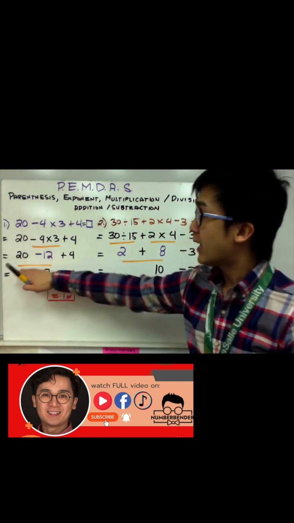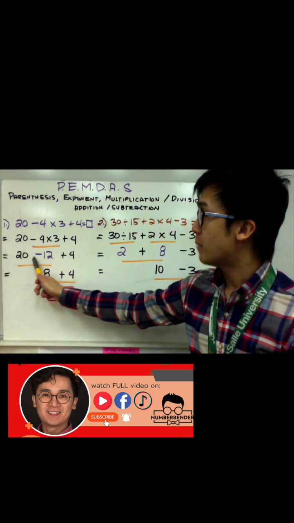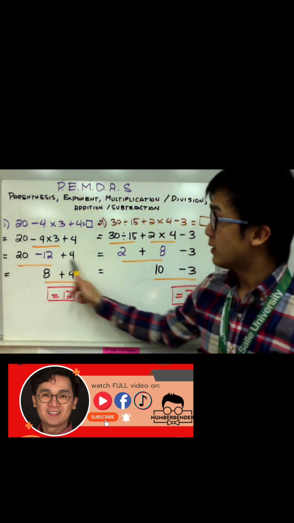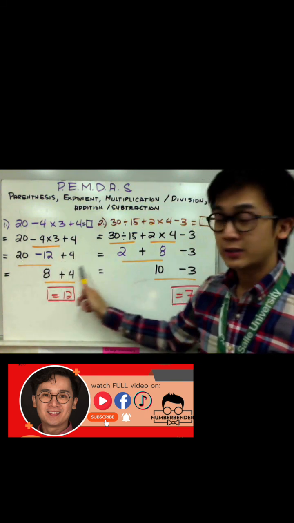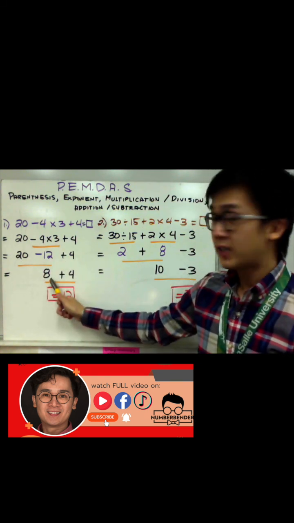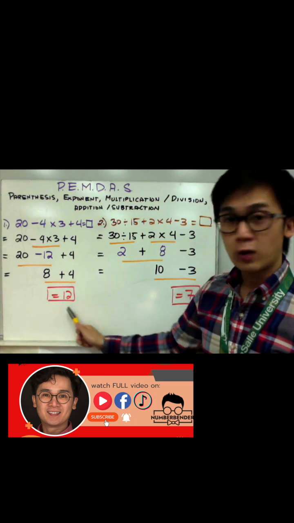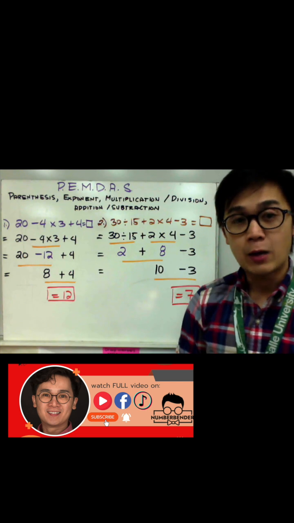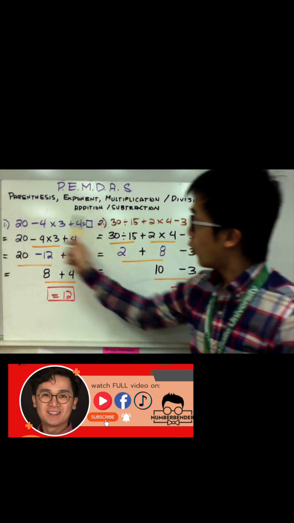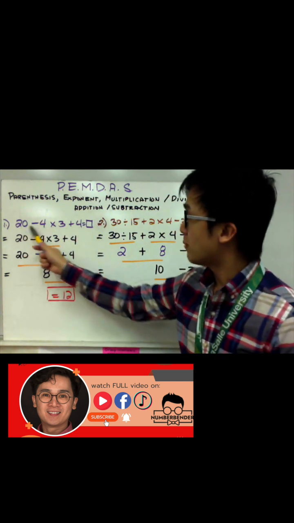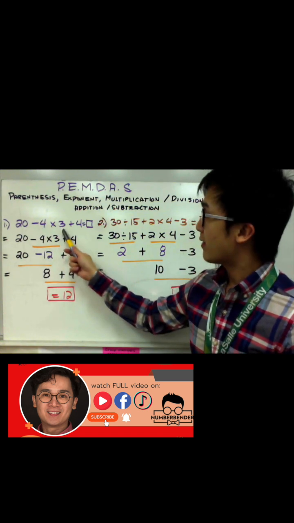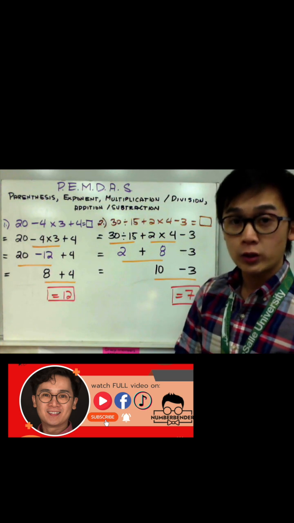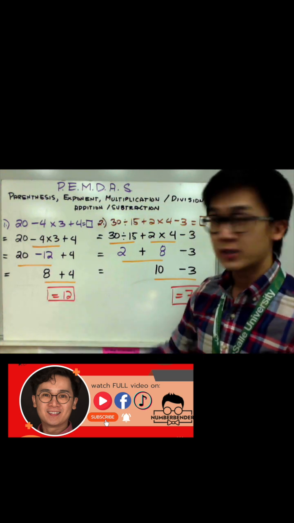So now in my second step, you will notice that I only have minus and plus in my operation, so therefore the left to right method will be used on this particular step. So 20 minus 12 will give me 8, and 8 plus 4 is equal to 12. So 20 minus 4 times 3 plus 4 is equal to 12. Now once again, if you work this problem out by 20 minus 4 and then multiply it by 3 and then add it to 4, your answer will be wrong. So make sure that you are using the correct order of operation for you to get 12 as your answer.